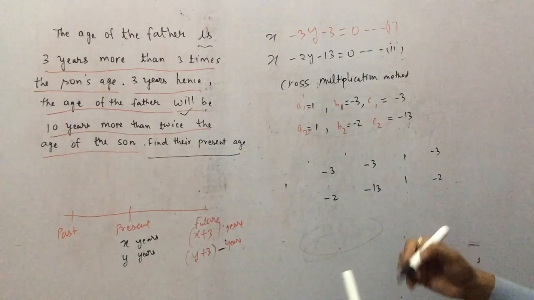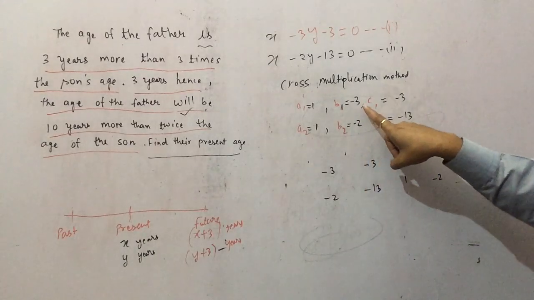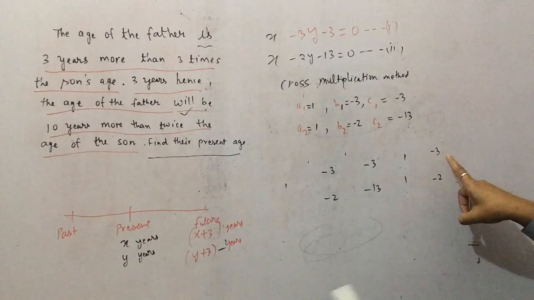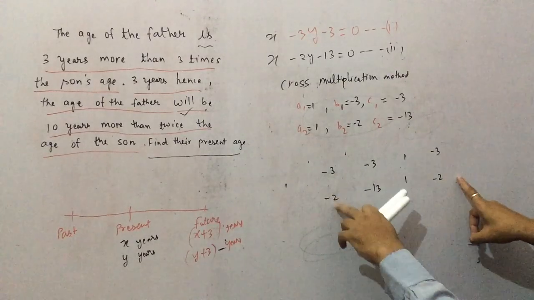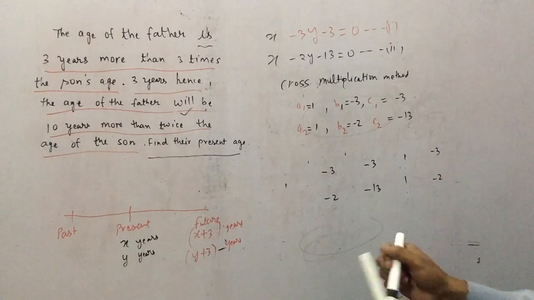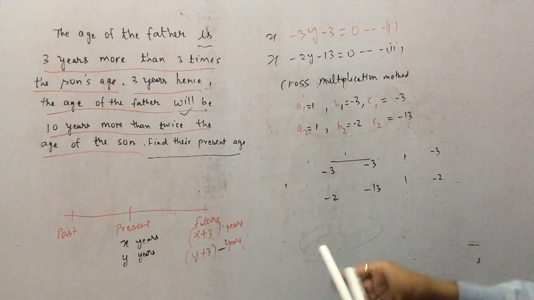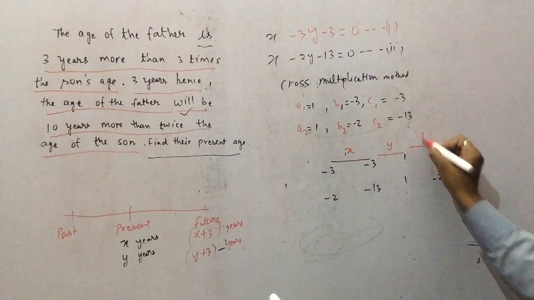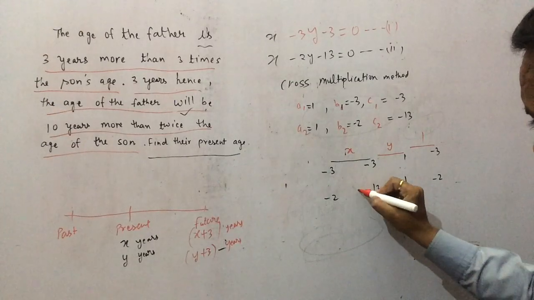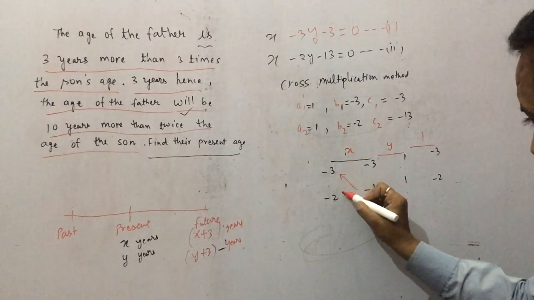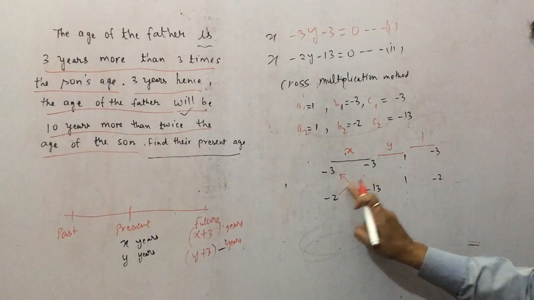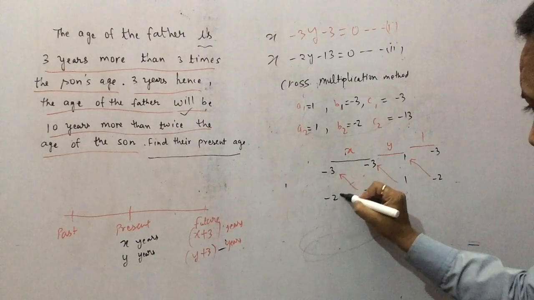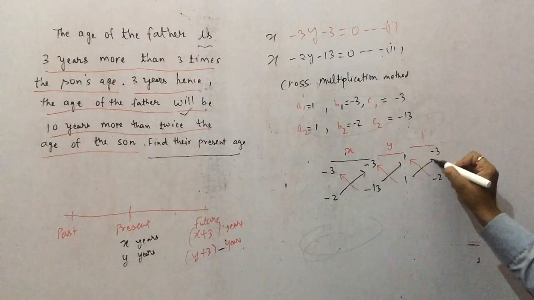In the cross multiplication method, first arrange this. First write b1 b2, minus 3 minus 2, then c1 c2, minus 3 minus 13, then a1 a2, 1 and 1, and end with b1 b2. Here x, here y, and here 1. You have to do this left cross and this right cross.